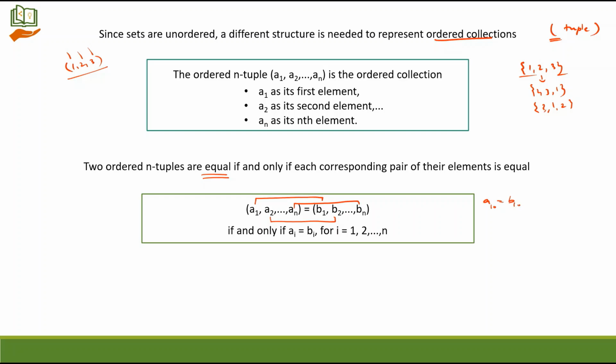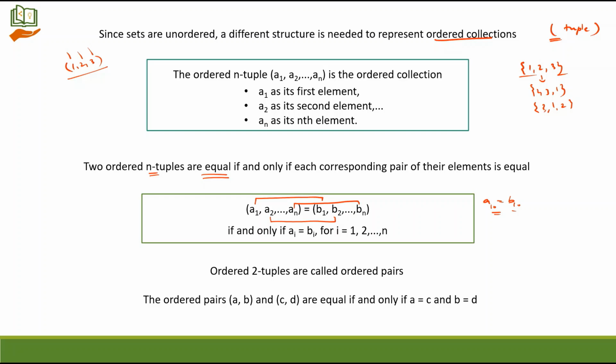N-tuples are given, which states that the number of elements should also be the same in both the tuples. Only then can you equate them using the suffix here. Ordered two-tuples are called ordered pairs. We say (A, B) and (C, D) are equal if and only if A equals C and B equals D. So instead of the generalized form, they are just restricting it to two elements here.